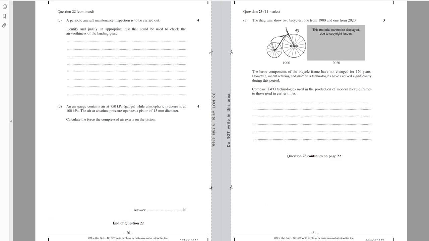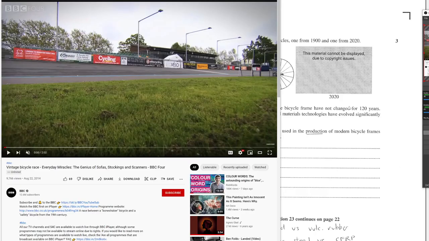This diagram shows two bicycles, one from the 1900s and one from 2020. The basic components of the bicycle have not changed over the last 120 years. We'll talk about two material technologies, or manufacturing and material technologies, that have evolved significantly in this period. I'm going to pause for a sec.